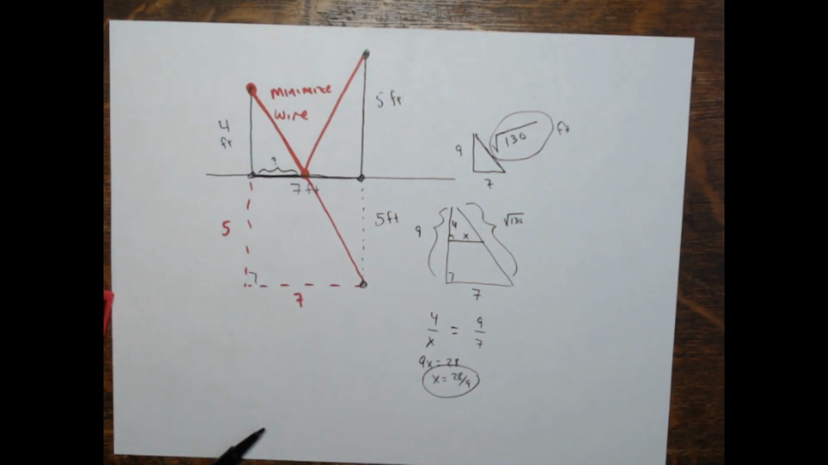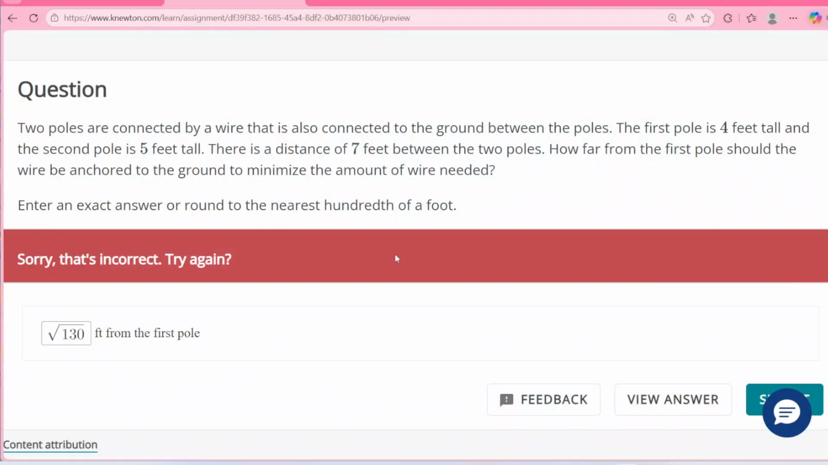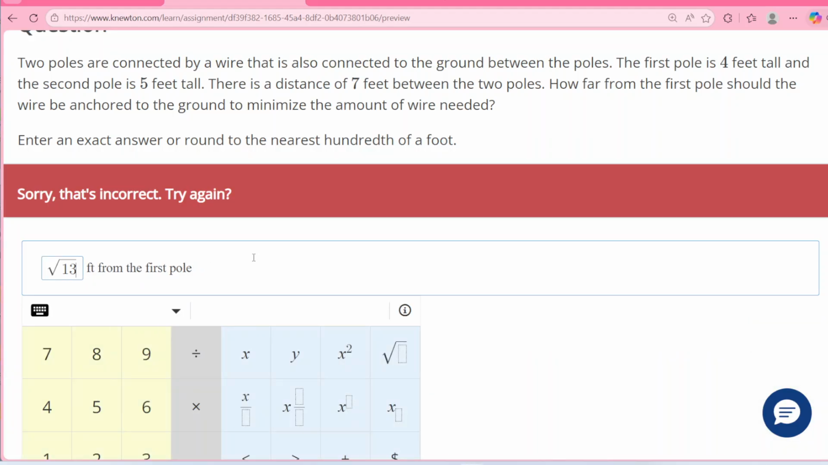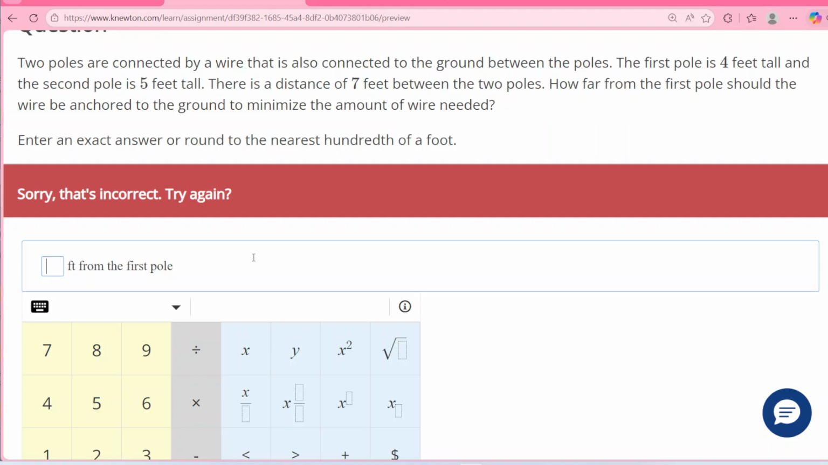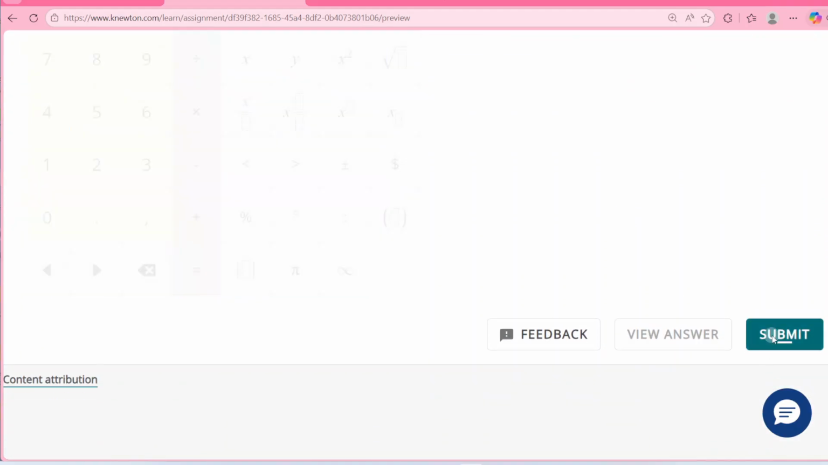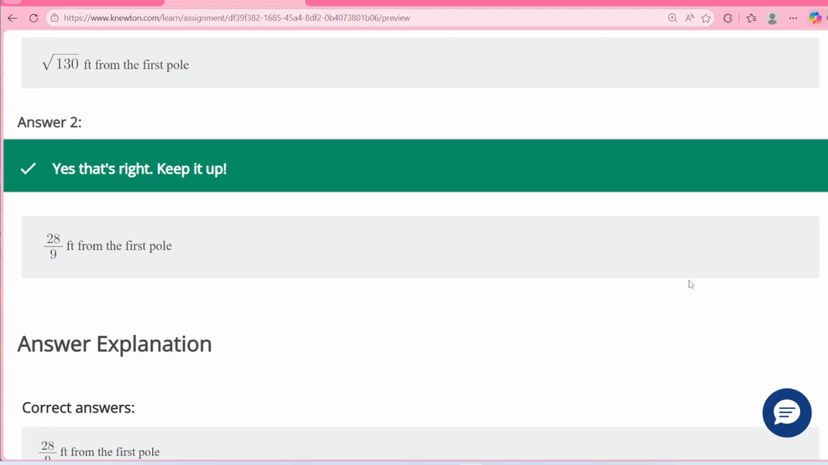To get that maximal distance. So again, sorry I didn't read it carefully. It's been almost two hours 20 minutes here. Sorry about that. Just kind of trying to rush through. So I should have read the thing right. Feet from the first pole. That's 28/9, and the first pole was the 4-foot one, right? Yeah. So 28/9 feet. Yeah, that's better.